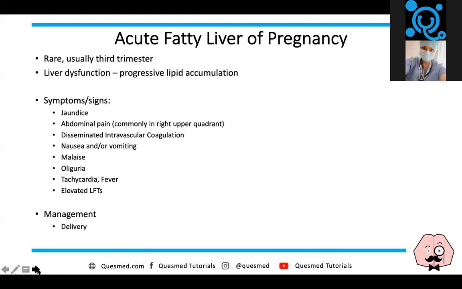So this is rare, it usually occurs in the 3rd trimester, and what's happening here is there's a progressive accumulation of lipid in the liver, essentially eventually leading to liver failure. Patients often present with non-specific symptoms, so anorexia, nausea, vomiting, fatigue, headache, abdominal pain. On physical examination, the patient can usually have a fever and maybe jaundiced. And in terms of lab findings, you might see hemolysis, you might see elevated LFTs, particularly elevated AST and ALT. And the management is delivery.